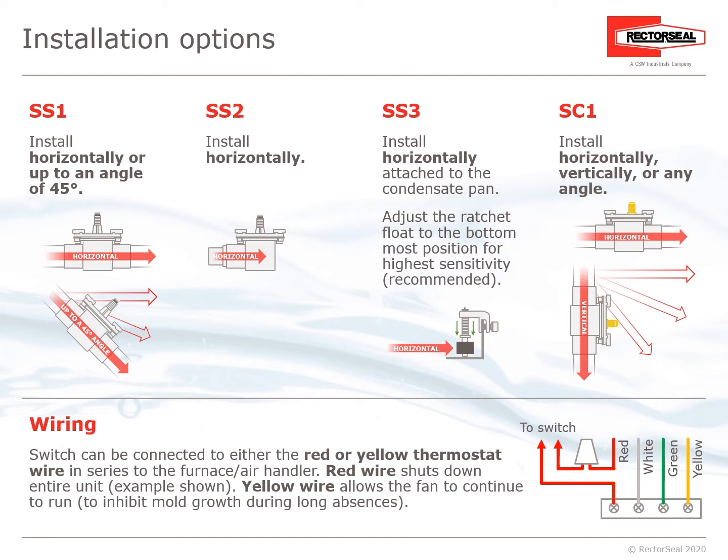And the wiring for the SS1, SS2, SS3, the switch can be connected to either the red or the yellow thermostat wire in series to the furnace air handler. The red wire shuts down the entire system. The yellow wire allows the fan to continue to run, which can help inhibit the mold growth during long absences.